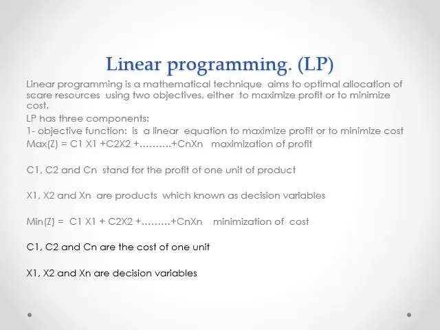In case of a minimization objective, we have a minimization function: min z equals c1 x1 plus c2 x2 plus up to cn xn. Min here stands for minimization, while c1, c2 up to cn stand for what here? For the cost of 1 unit.